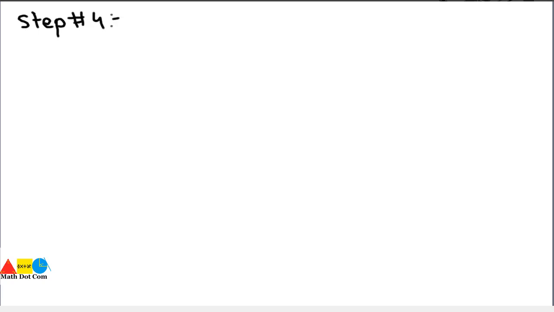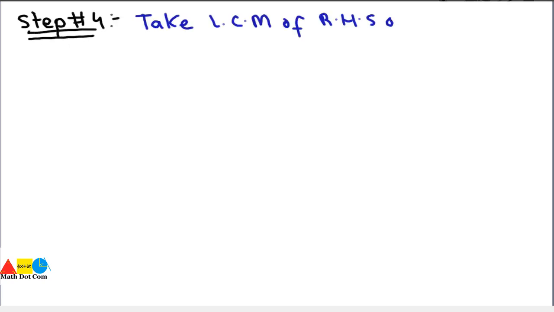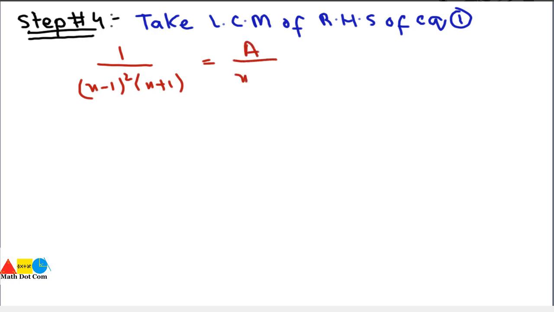Moving towards step number 4, we have to take the LCM of the right hand side of equation 1. So let's write it down: 1 divided by x minus 1 whole square into x plus 1 equals a divided by x minus 1 plus b divided by x minus 1 whole square plus c divided by x plus 1.